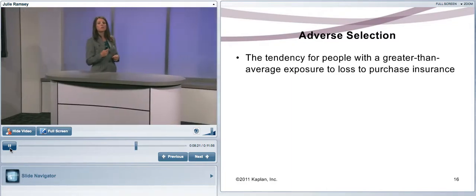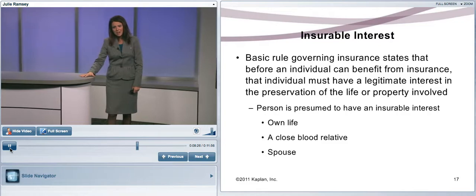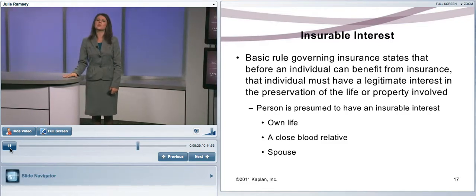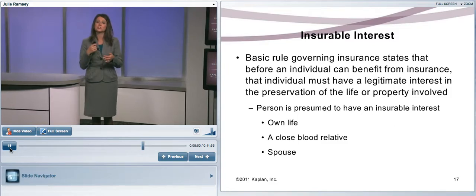I want to talk about proving insurable interest. When you take a policy out on someone, you have to prove to the underwriters, why do you want this coverage? You have to prove insurable interest, all right? So you're simply answering the question, why do you want to buy insurance? Now, a person is presumed to have an insurable interest in his own life, a close blood relative, or a spouse. Why can you purchase insurance on those individuals or yourself? Because you're tied financially. You're tied emotionally. All right? Those are typically very easy to prove insurable interest.